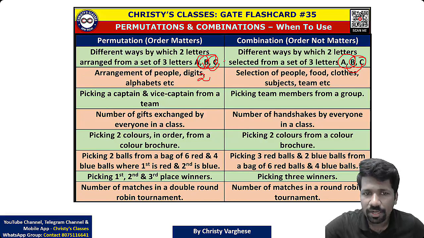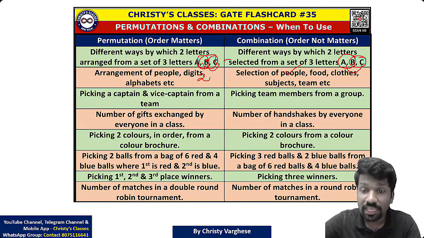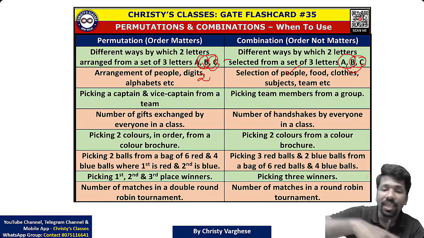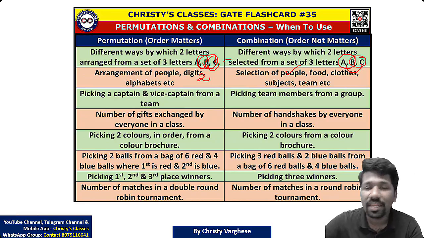All of you clear? Selection of people normally is combination, because वहां पे order matter नहीं करेगा. For example, in this class, I want to select two people and want to give a gift. Same gift, identical gifts. Then in that case, it does not matter whether I first select A and then B or first select B and then A. Both are identical. That means only selection matters.